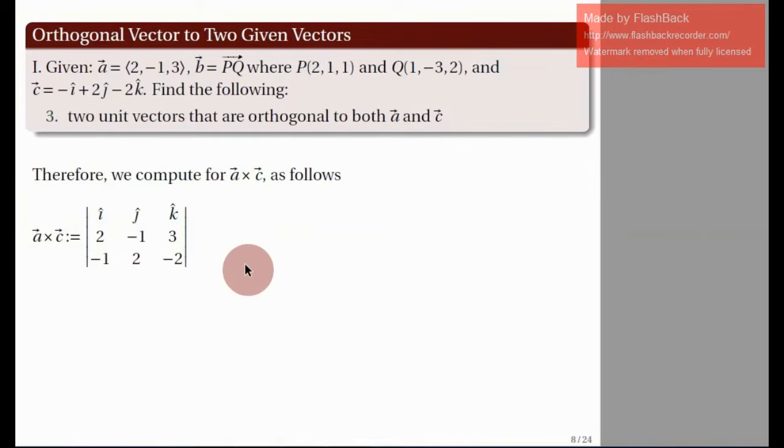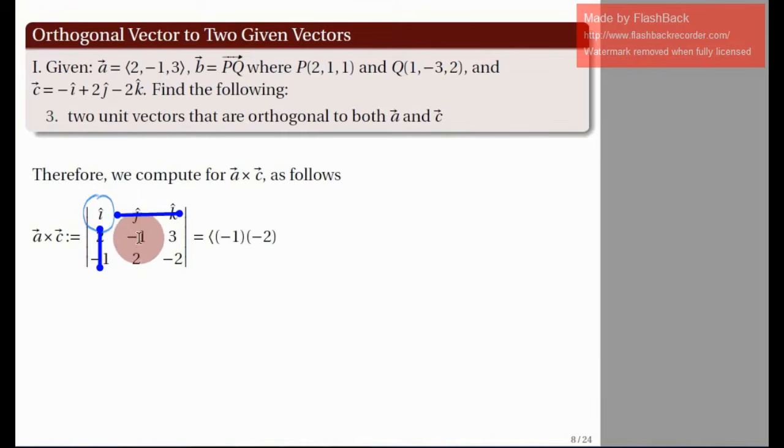The way to compute the cross product would be to first maybe encircle this i hat here and cross out the corresponding column to which it belongs and also the corresponding row. We're left with this 2 by 2 array. So what we do is get the product of this diagonal, -1 times -2, minus the product of this other diagonal, 3 times 2. And then the number that you will get here will be multiplied to i hat.